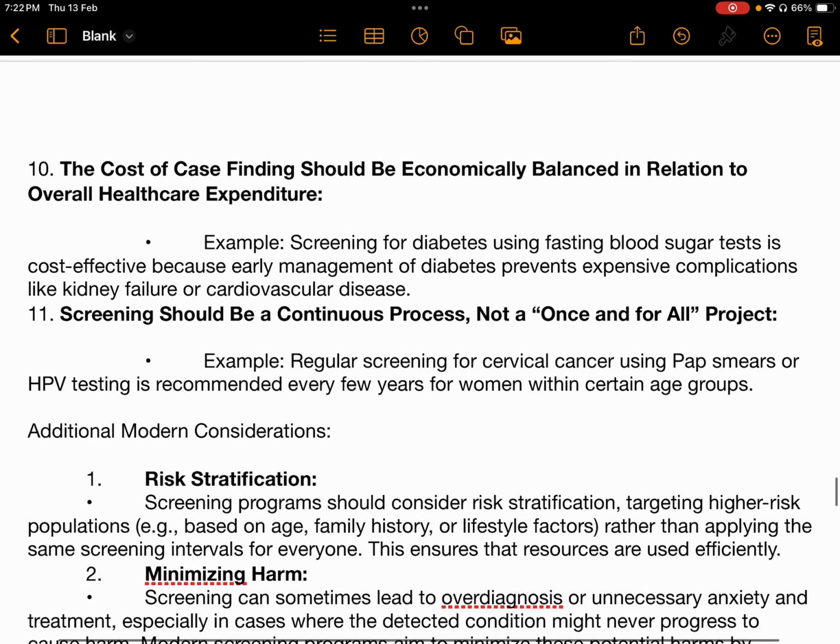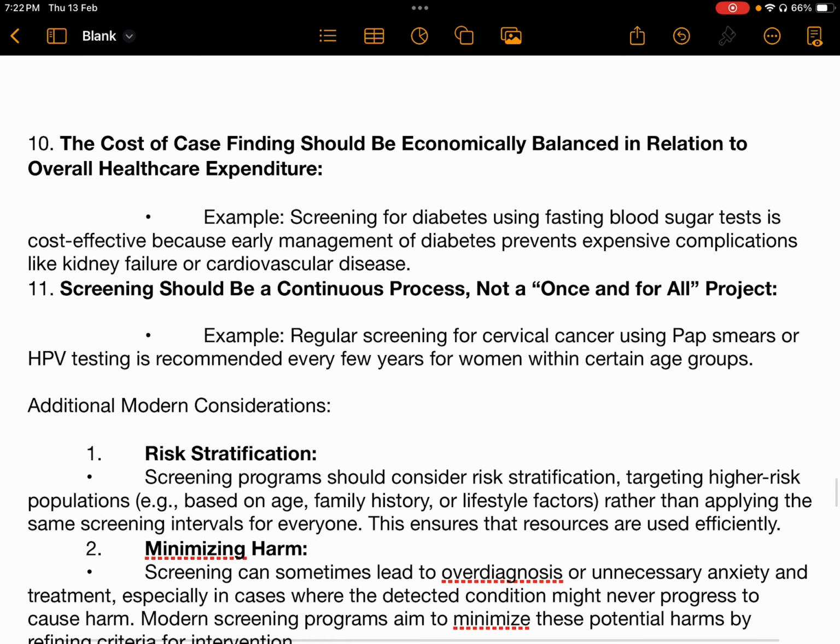Okay. Example: screening diabetes using FBS is cost-effective because early management of diabetes prevents expensive complications like kidney failure and cardiovascular disease.